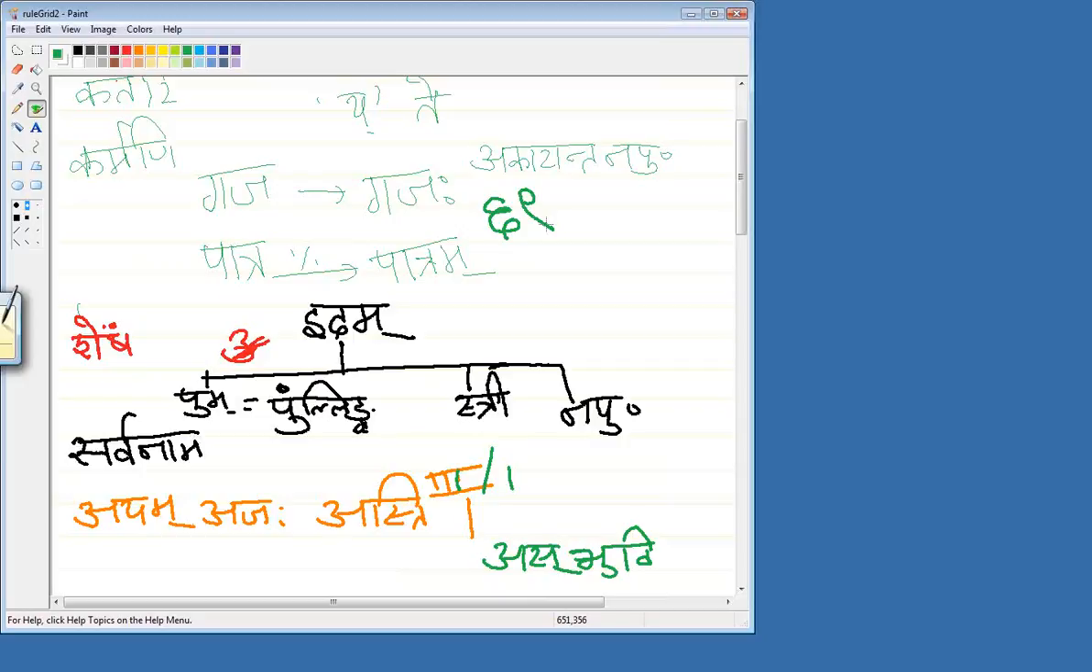If you are memorizing this declension, you should memorize it like this: ayam, imau, ime, imam, enam, imam, imau, enau, iman, enan. That's how you should memorize it. Not one of them, both. Then, anena, enena, abhyam, ebihi, asmai, abhyam, ebhyah, asmat, abhyam, ebhyah, asya, anayoho, enayoho, esham, asmin, anayoho, enayoho, eshu.